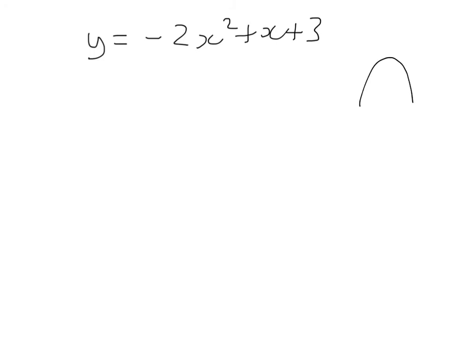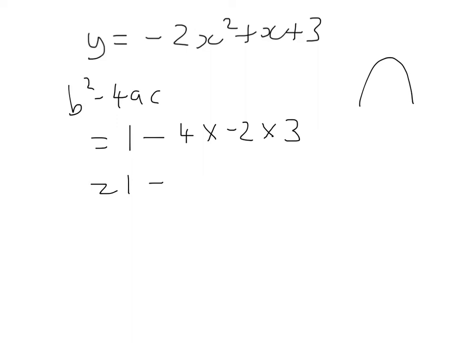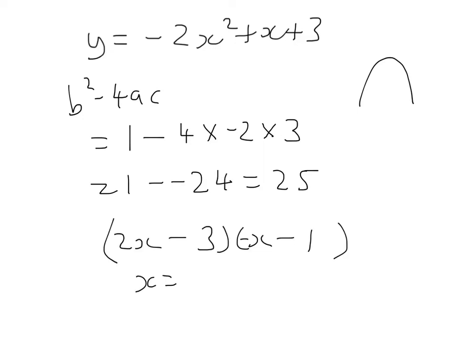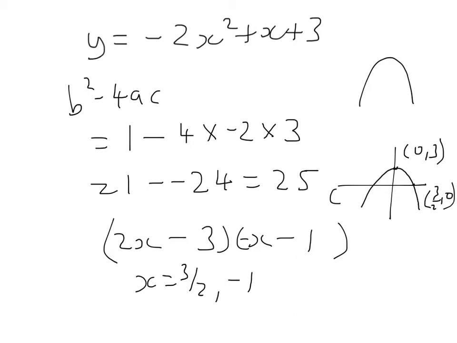Here we've got a graph with a minus x squared, so it's this shape. Let's think about b squared minus 4ac. b squared minus 4ac is 1 minus 4 times minus 2 times 3, which is 1 minus minus 24, so it's 25. The fact that that's a whole number, a square number, means it does actually factorise like this. So x equals 3 halves and x equals minus 1. So the graph goes through x is minus 1 and 3 halves. When x is 0, y is 3, so that's (0, 3). This point here is (3 halves, 0), and this point here is (minus 1, 0).